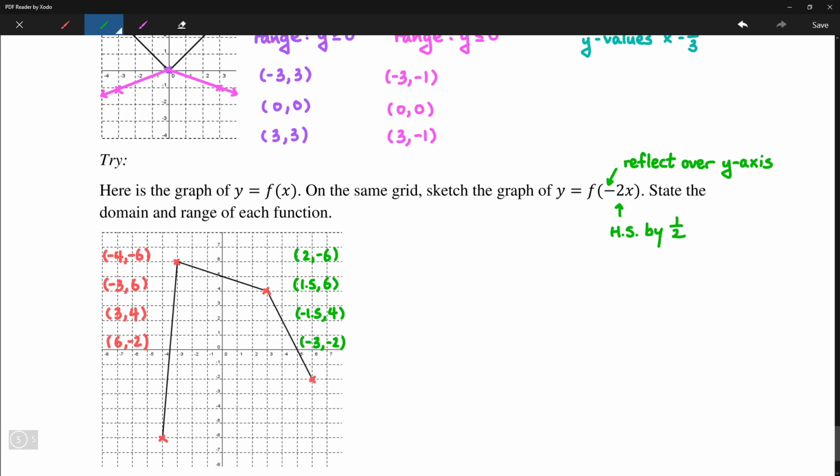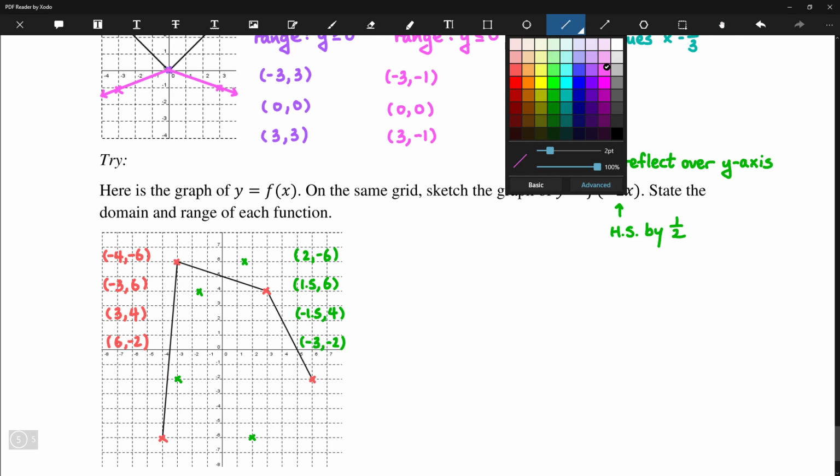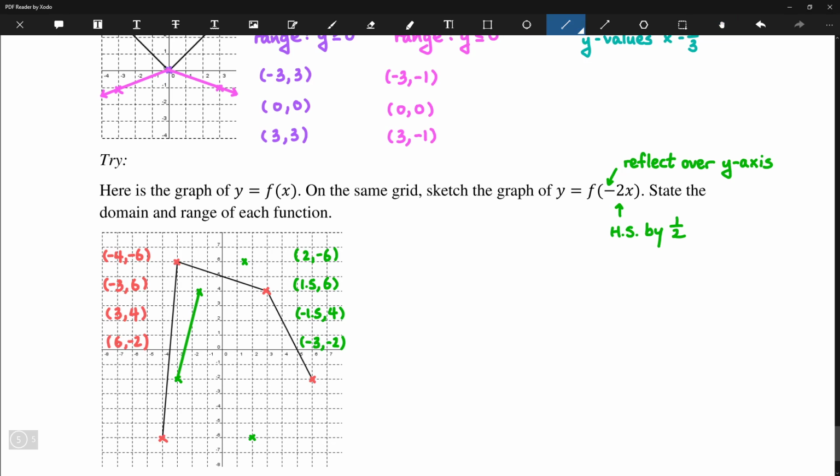Okay, so let's see here, (-3, -2), that's the first point. (-1.5, 4). (1.5, 6). And then finally (2, -6), down here. Alrighty, and then we can connect the new points together using straight lines to make the image graph. And that's it.